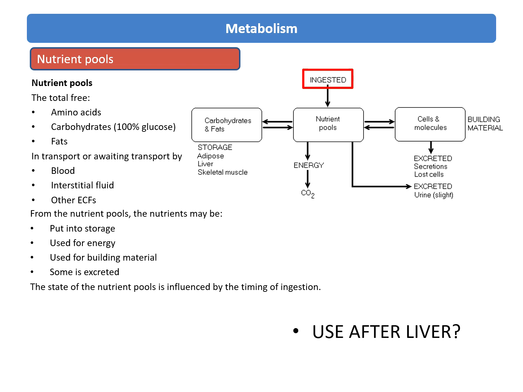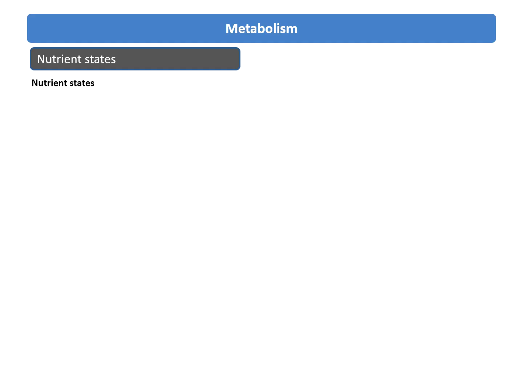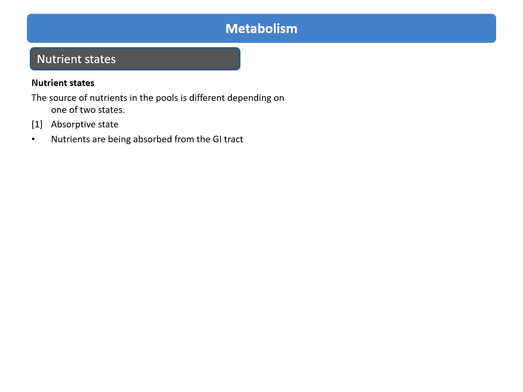The state of the nutrient pools is influenced by the timing of ingestion. Let's look, therefore, at nutrient state. Now, the source of nutrients in the pools is different, depending on one of two states. One is the absorptive state. This is the period of time when nutrients are in the GI tract and being absorbed. It occurs roughly during and after a meal, when nutrients are present in the GI tract. It lasts roughly 12 hours.